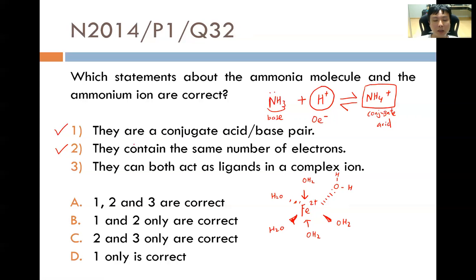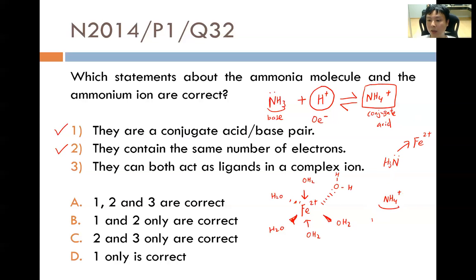So the ammonia molecule and the ammonium ion, can they both act as ligands in a complex ion? As I've mentioned, ligands are substances which have a lone pair of electrons that can form a dative covalent bond with the central metal cation. The ammonia has a lone pair of electrons, so it can form a dative covalent bond with a central metal cation such as iron 2+. However, the ammonium cation, because the lone pair has already been donated to a proton, has no lone pair of electrons around this nitrogen that is available for forming a dative covalent bond.